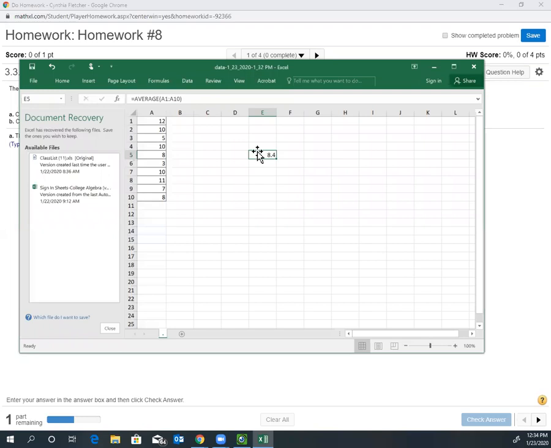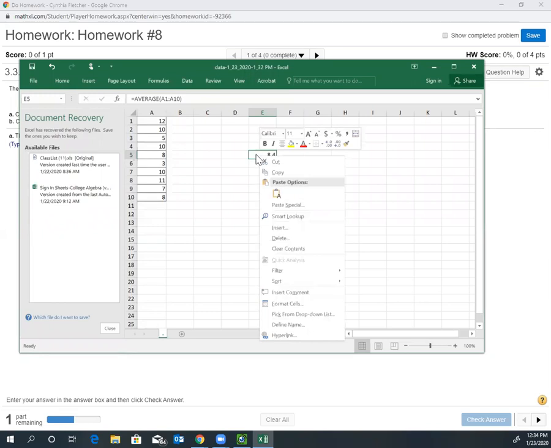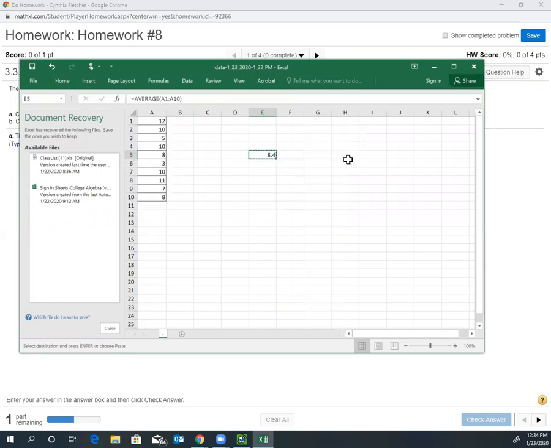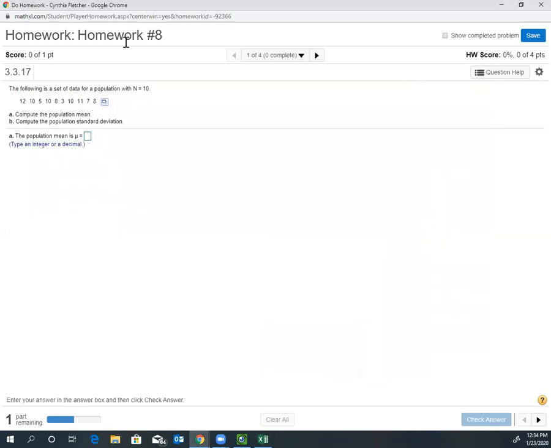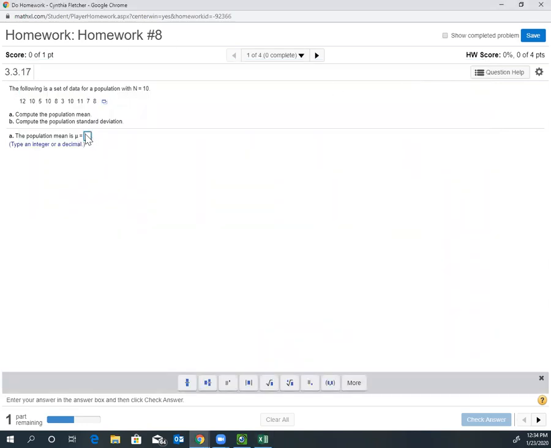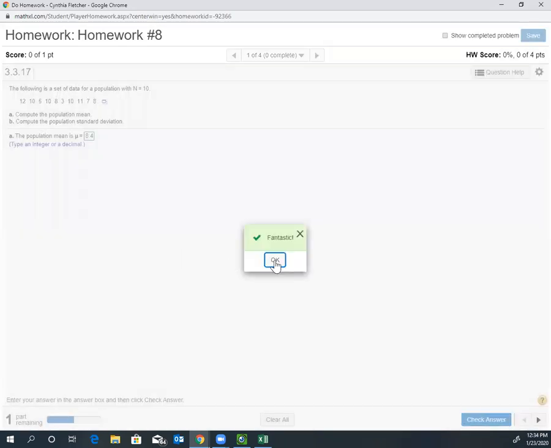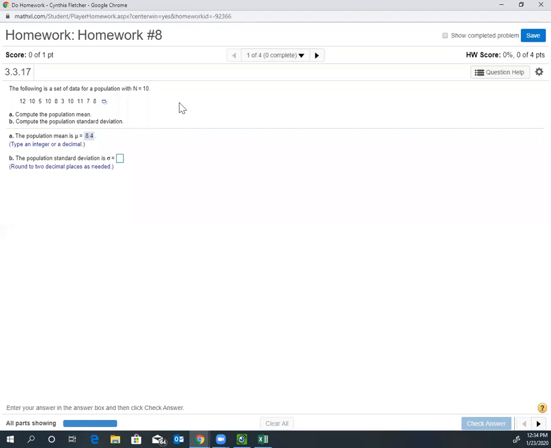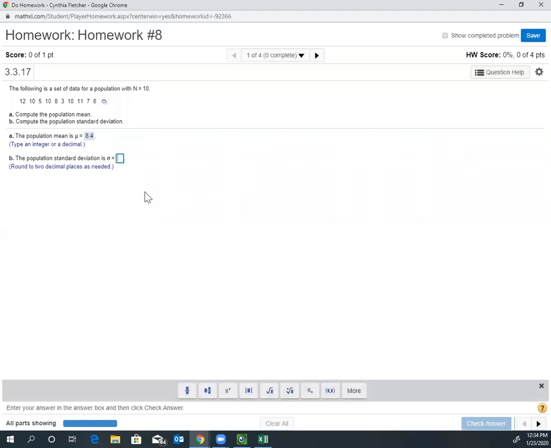Now, instead of trying to write down the number, I'm doing a right click on the answer, and I'm doing copy. I'm gonna minimize that, and then I'm gonna do a Control V to type my answer in. Make sure that we're using the correct notation. It says an integer or a decimal, so that appears to be fine, and click OK. So part A is done. On part B, it says to find the population standard deviation.